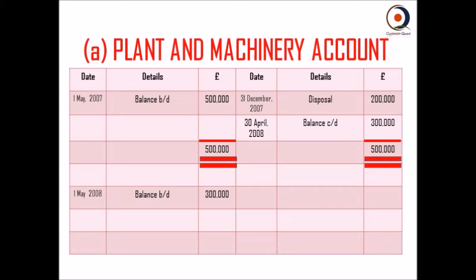We are done preparing our first account, and this account pretty much talks about the transactions of plant and machinery in the year. We started the year with plant and machinery worth £500,000 and disposed of £200,000. There were no purchases of plant and machinery, and thus we are left with £300,000 of plant and machinery at the end of the current financial year, and this is what we start our next financial year with.